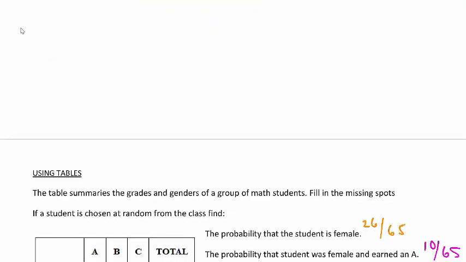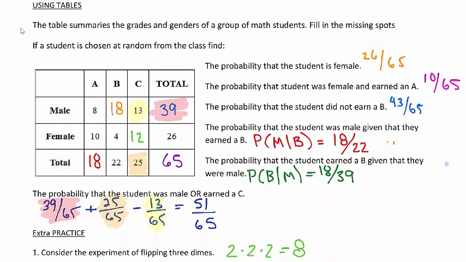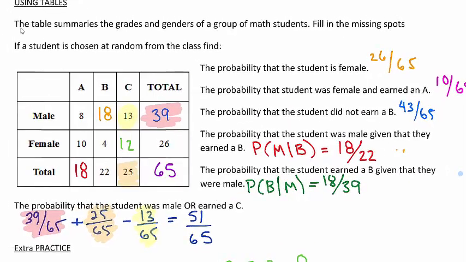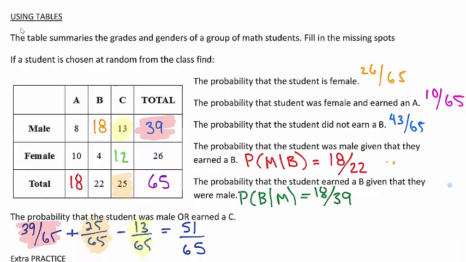So now we're going to look at it with a table. I hate that all of these are already filled in for you, so just follow along. The table summarizes the grades and genders of a group of math students. Fill in the missing spots. The probability that a student is a female. If it just says "is" something, your denominator will always be the total. So my total was 65. How many females out of 65? 26 out of 65. You guys good with that? Okay.